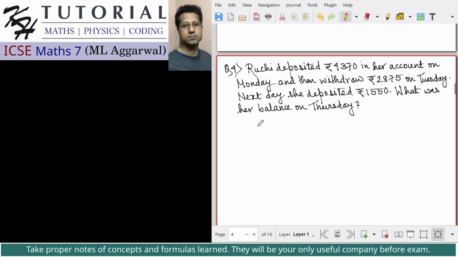So basically, as you know, when you deposit an amount, that amount is considered to be positive. Deposit implies a positive amount, and withdraw implies a negative amount.